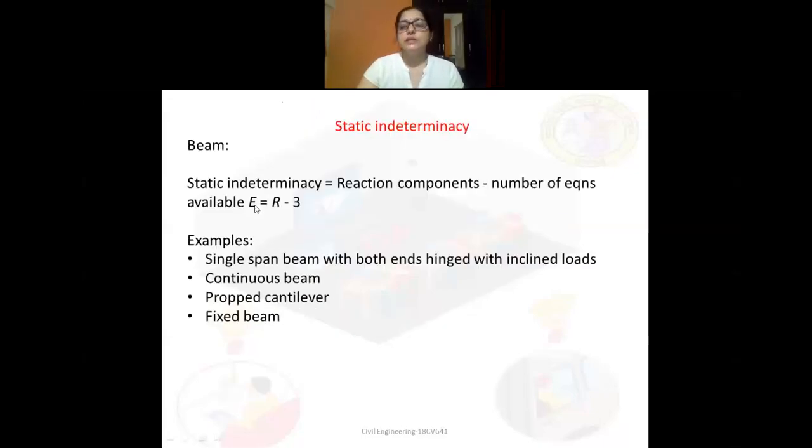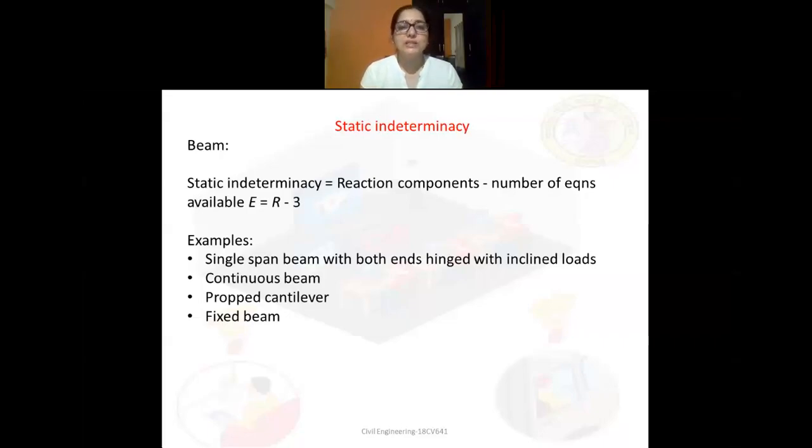So what is next? In the case of the flexibility method, it is very important to know what is meant by static indeterminacy. In the case of a beam, you can find static indeterminacy using this formula: reaction components minus the number of equilibrium equations available. So static indeterminacy E is equal to R minus 3. You have to see how many reactions there are in a given beam, and subtract the available equilibrium equations, that is sigma H equals 0, sigma V equals 0, and sigma M equals 0.